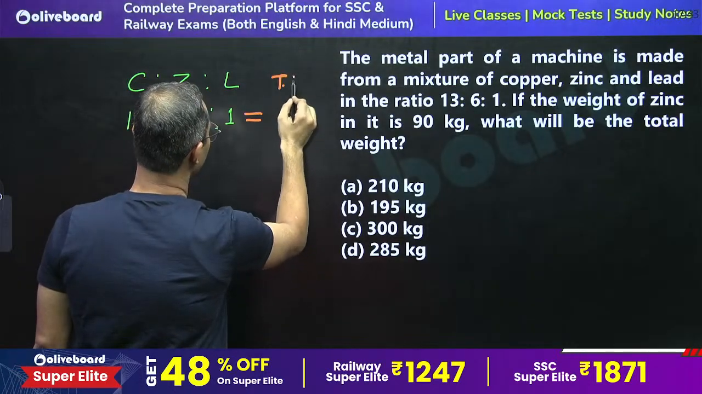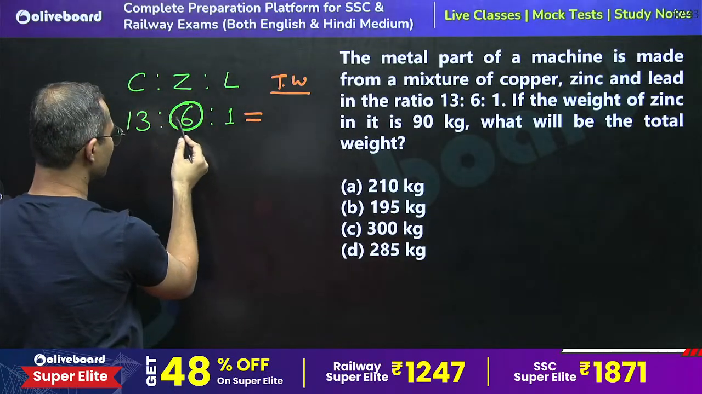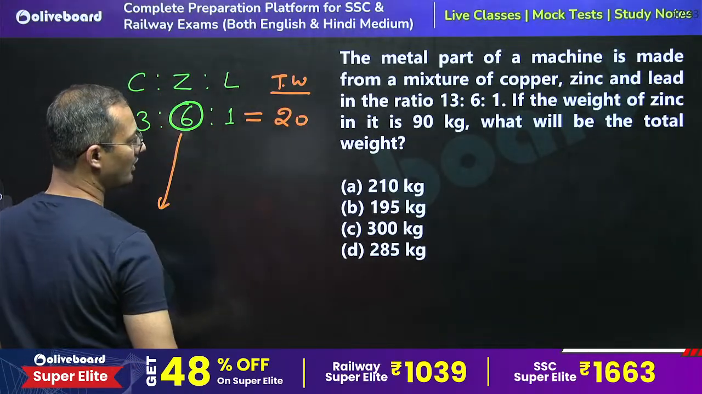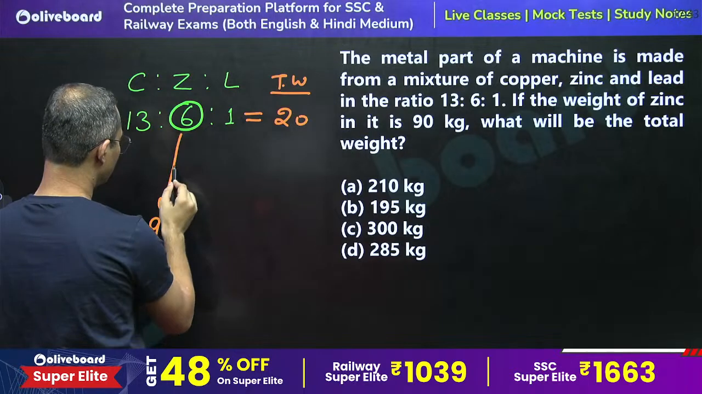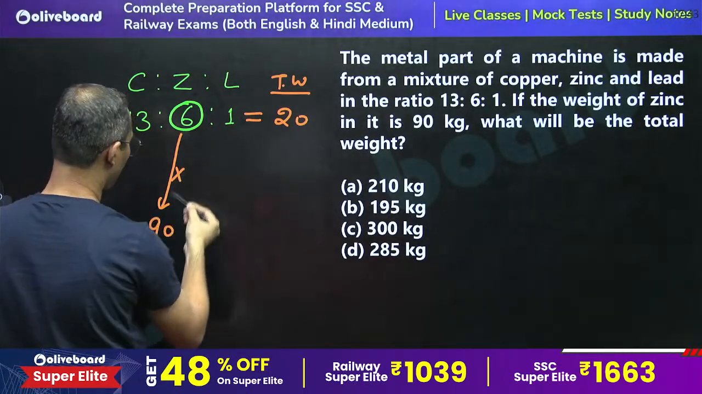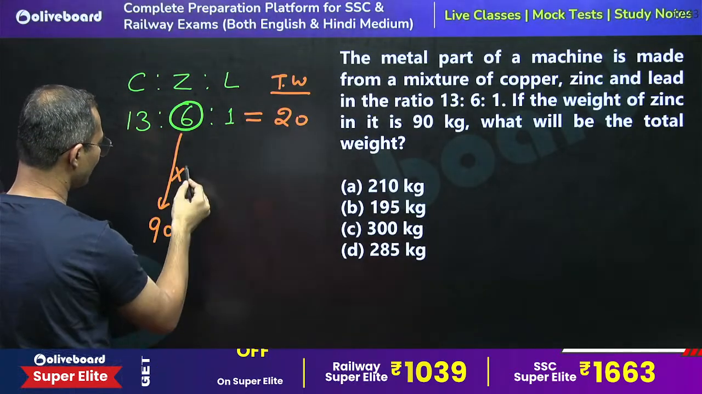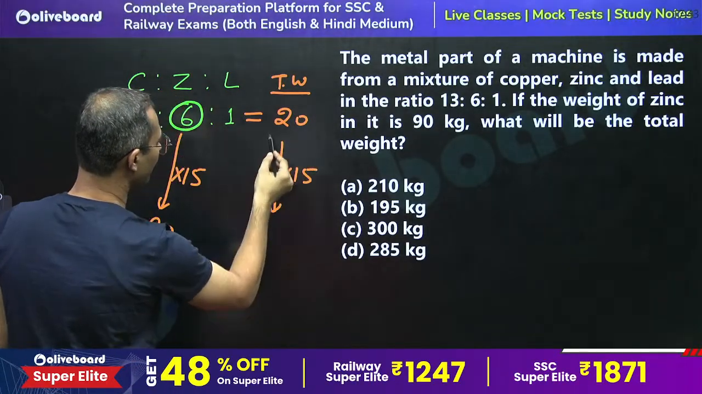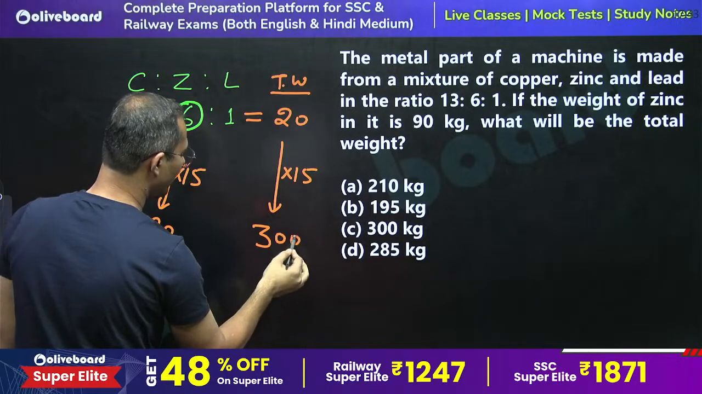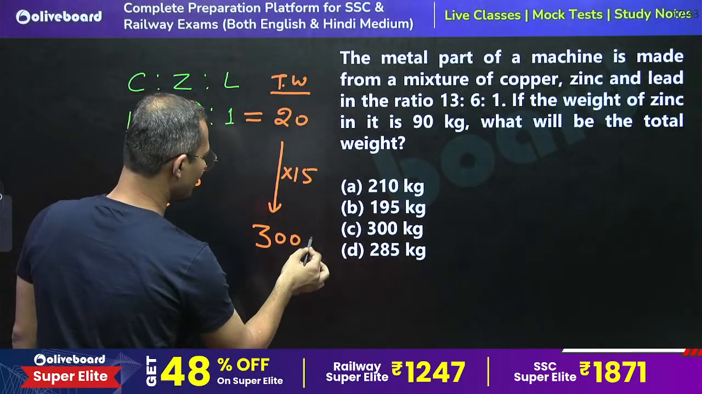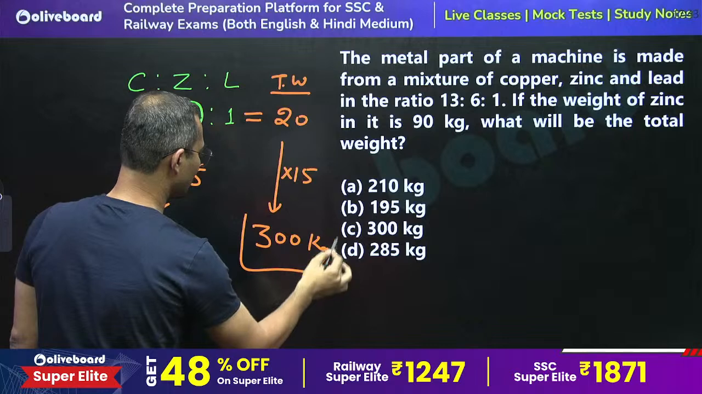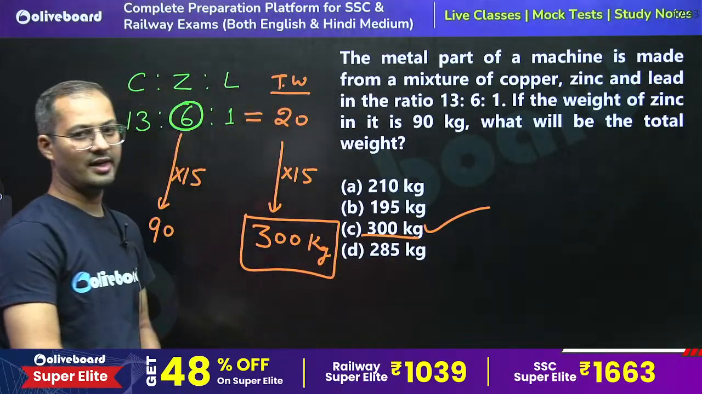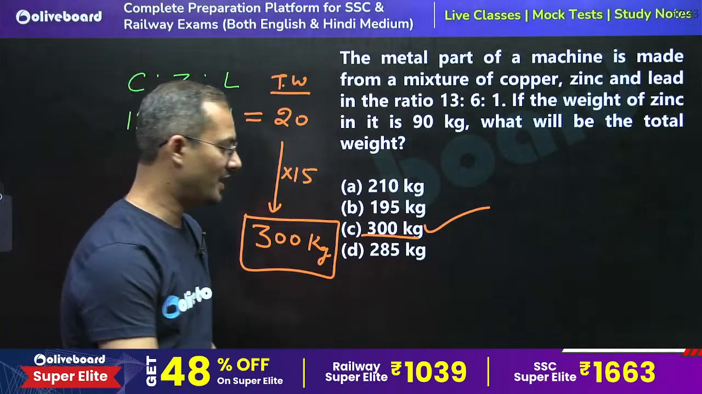So we can say that the total ratio is 13 plus 6, 19, plus 1, 20, right? So 6 is equal to 90. So how many times is it? We can say that it is 15 times. So 15 into 20 gives us 300 kg. So 300 kg is the right answer. C part is the right answer.